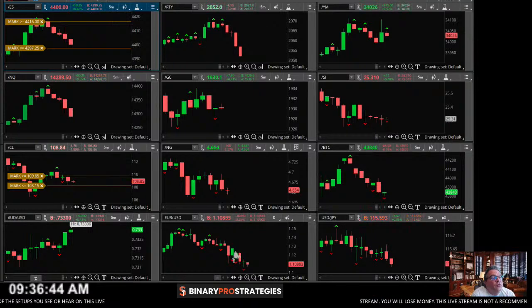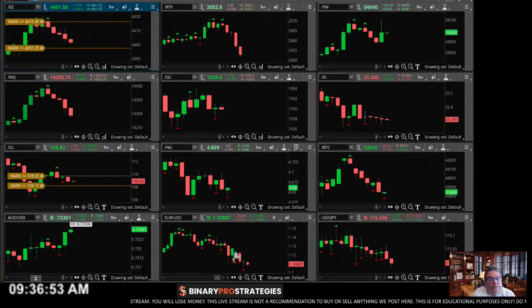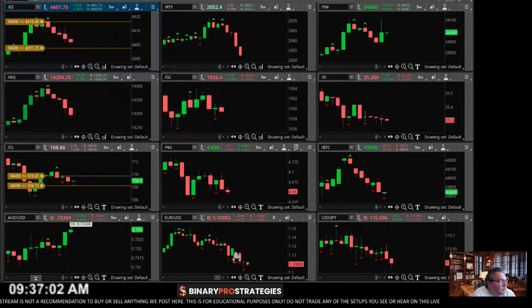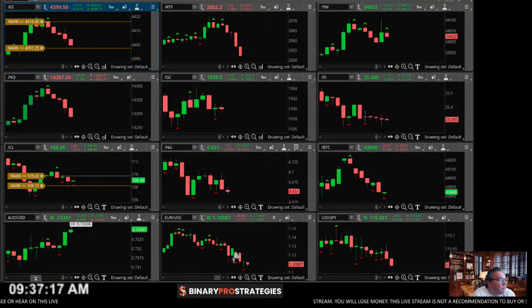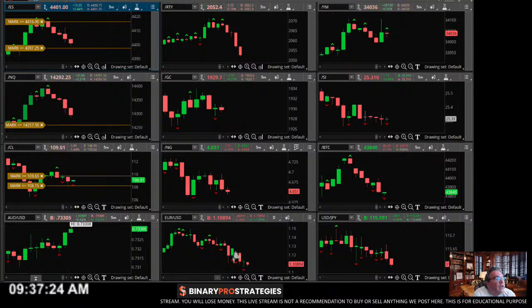Okay, US Tech is going short. Got a short on US Tech. Target on US Tech is going to bring us down to 142.57 and a half. And if we need to reverse on that, it's going to be 143.70.